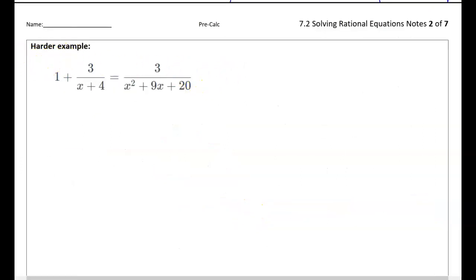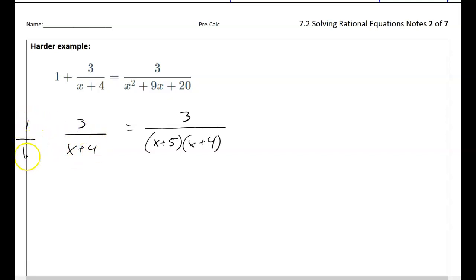Now here, we're going to use the same strategy as we used in the previous example, even though it looks a little bit scarier. I do want to know what factors are in my denominator, so I'm going to start by factoring the right-hand side. I'm just rewriting it, right? And the left-hand side I'm going to leave alone for now, except my 1 I'm going to turn into 1 over 1.